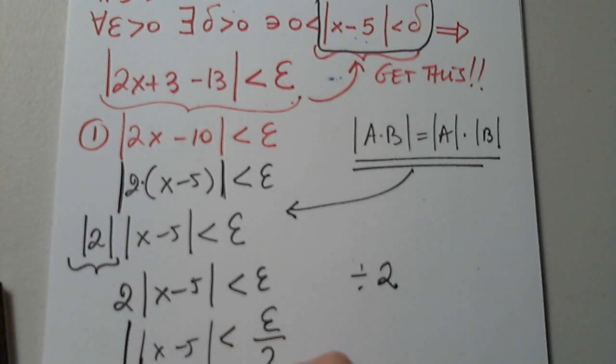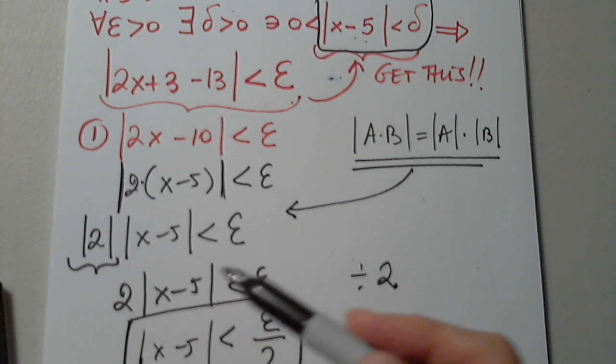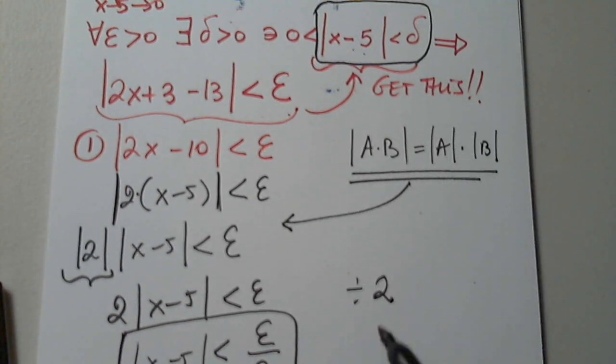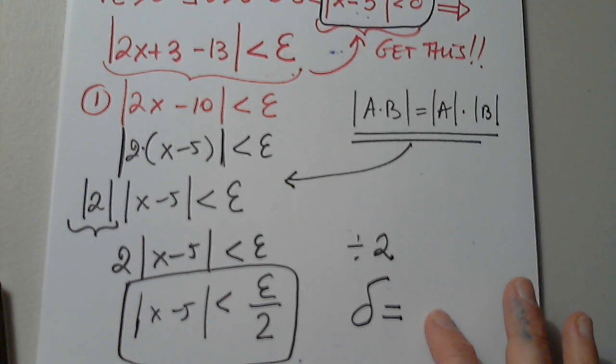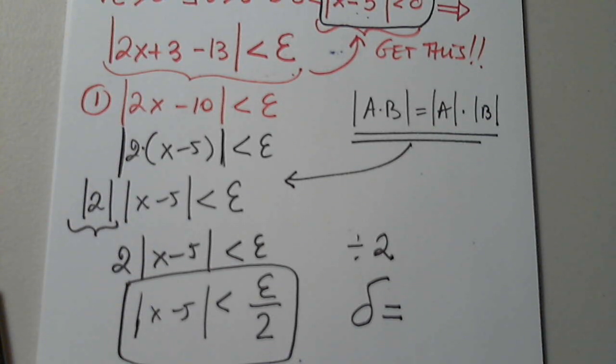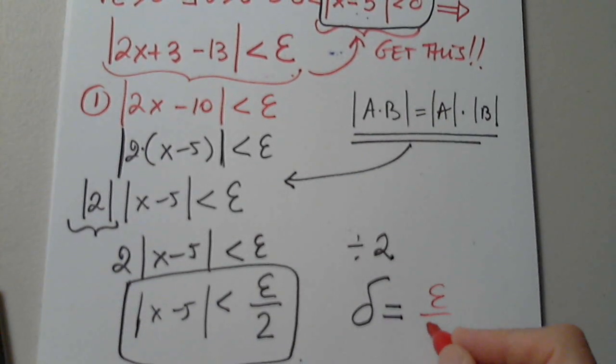So now at this point, I would like you to compare this to this and draw the conclusion how much is delta. And remember, delta must depend on epsilon. Delta cannot be 3 unless you tell me that epsilon is 6. Then delta will be 3. But that's huge, and we don't want that. So, how much is delta? Epsilon over 2. Brilliant. That's it. That's what it is by comparison. This is it.